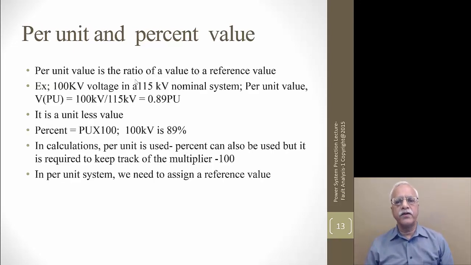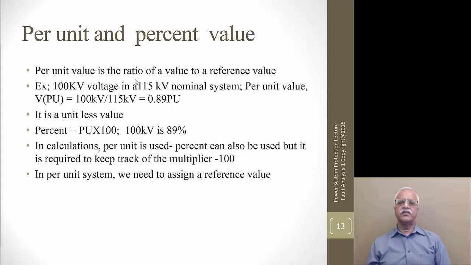Now let's look at the per unit and per value. So far we have always been expressing the voltage as 1000 volts, 100 volts, 1 kV, 100 kV, 230 kV or 345 kV. Now let's look at it differently. If I have a 100 kV voltage, I can express it as a percentage of the nominal voltage in a 115 kV system. So it is 100 by 115, which can be written as 0.89 per unit of its nominal value. Similarly, if I multiply this by 100, it becomes 89%.